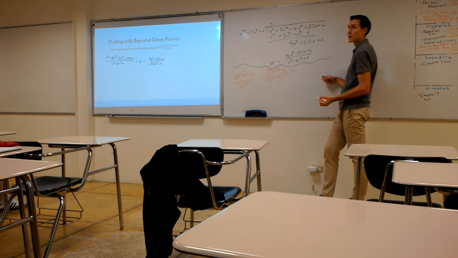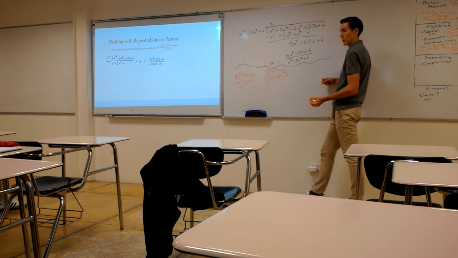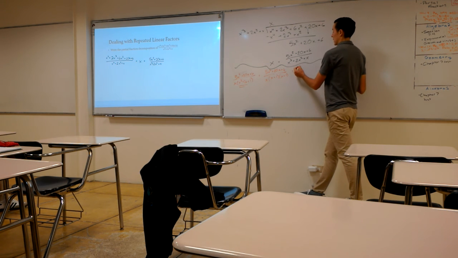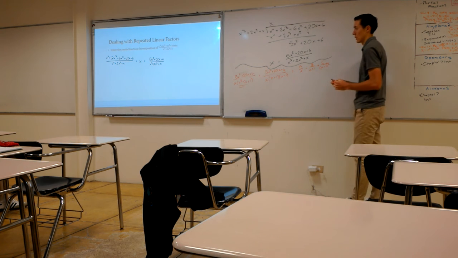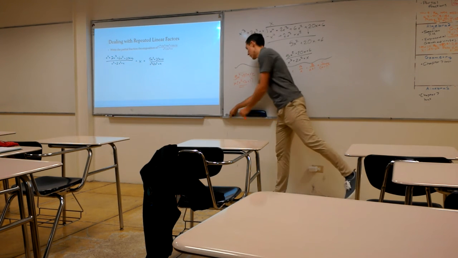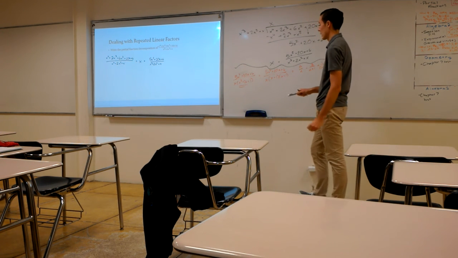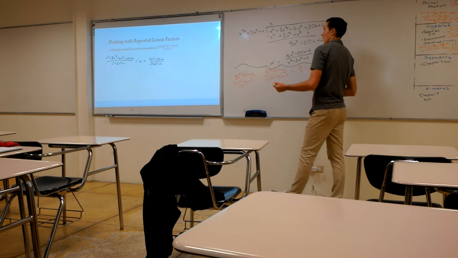So, are the factors linear or quadratic? Linear. So it's the form A over x, plus B over x plus 1, plus C over x plus 1 squared. Now I'm going to continue on with this kind of quickly, I guess.